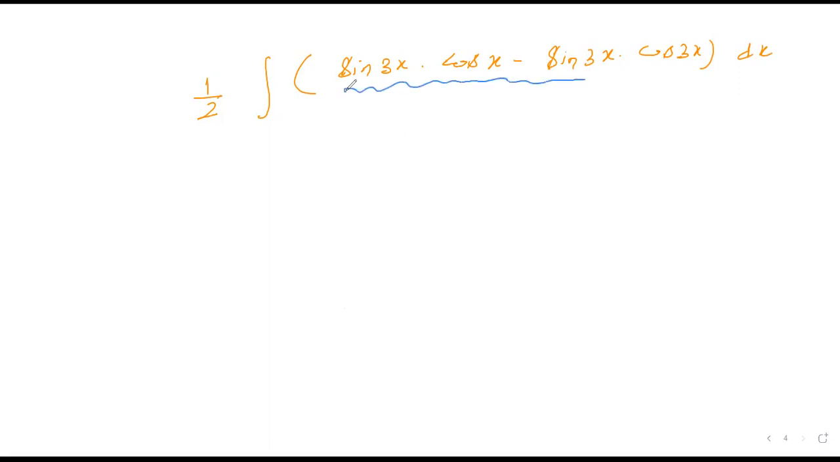Now again, to convert it into the standard format, we need an extra 2 here. So for that, again, we will multiply and divide the numerator and denominator by a numeral 2. It is 1 divided by 4 integral 2 sine 3x into cos x, and minus 2 sine 3x into cos 3x.